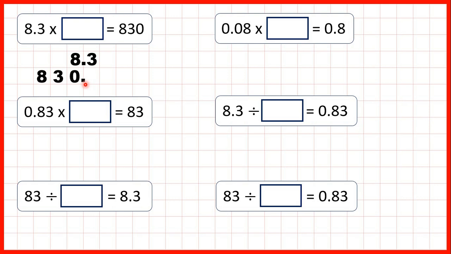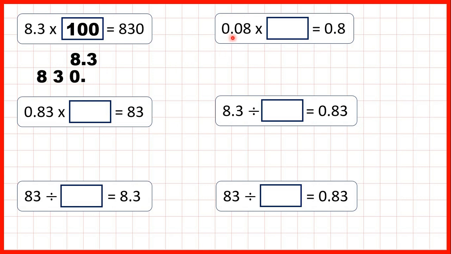Then we can see easily what's happened to the digits. So here we can see that this 8 has moved 2 squares across, and so have the other digits in our question. And when we move the digits 2 squares to the left, we've multiplied by 100, because 100 has 2 zeros, or because multiplying by 100 is like multiplying by 10 and then by 10 again.